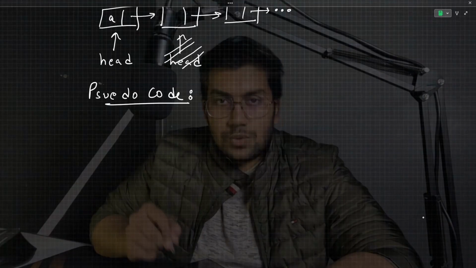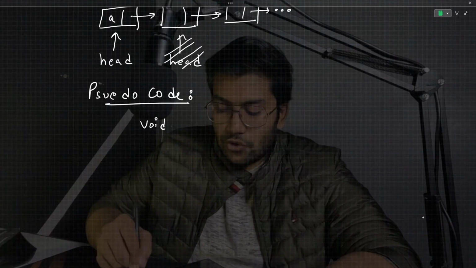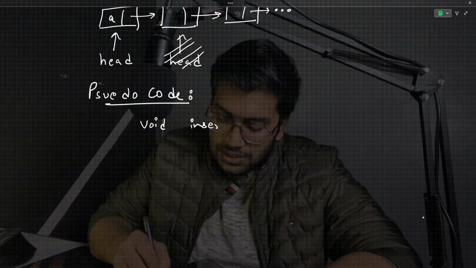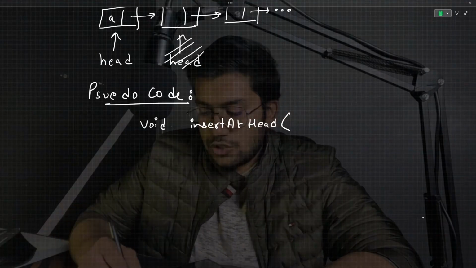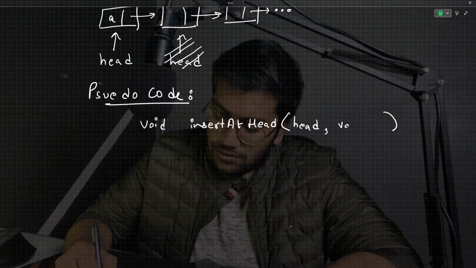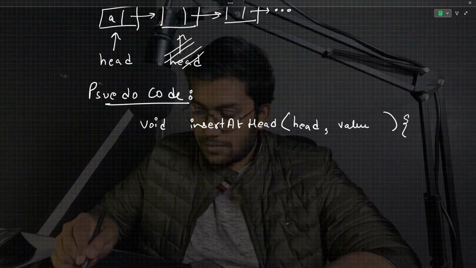Pseudocode. So what would the function look like? Let's say it has a return type of void, regardless of the language you're using. It doesn't matter. The function name is insert at head. What you would be given is the head and the value. So let's open the braces.